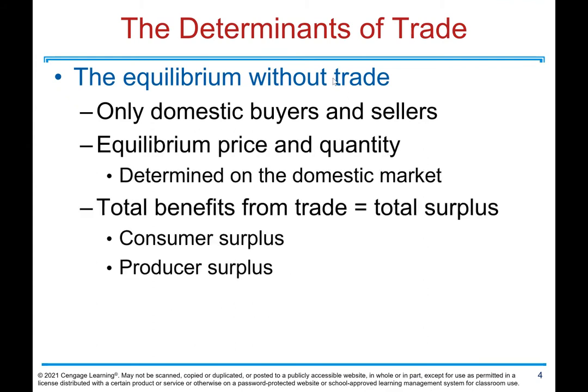Determinants of trade. The equilibrium without trade has only domestic buyers and sellers. Equilibrium price and quantity are determined on the domestic market. Total benefits from trade equal total surplus, that is, consumer surplus plus producer surplus.